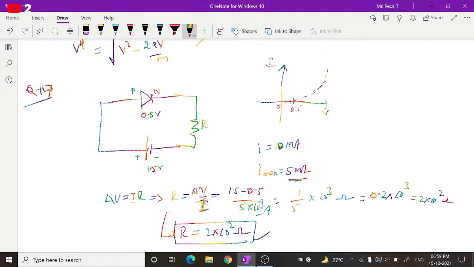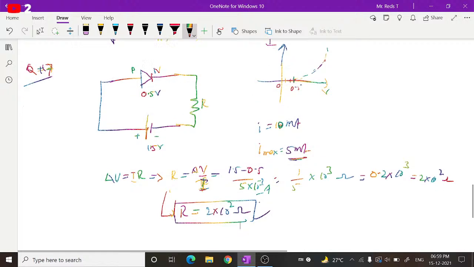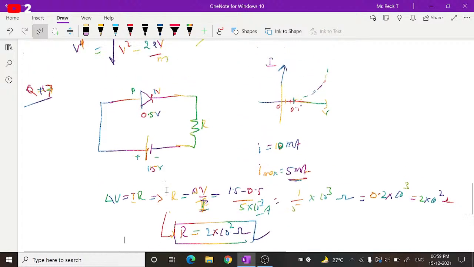Equivalent resistance between A and B. Options are given like 36 if A is greater than B, 18, 0, 0 in this case and this in this case. So we have to consider these conditions. If VA is greater than VB, what happens? If VA is less than VB, what happens?